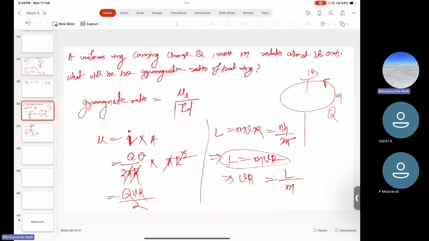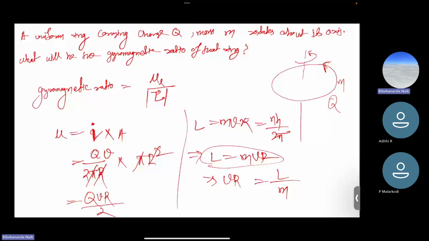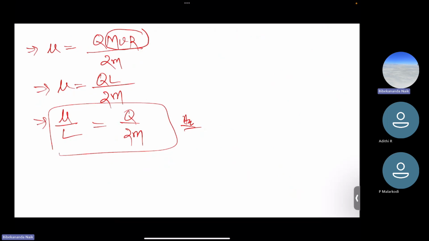Yes, so this is the previous slide. Don't get confused with the unknowns. The question is pretty much similar to the previous question, but in the previous question we had the values of n, h, and 2 pi. We had the value of n, so we put that value. But here we don't need to put the value of nh by 2 pi because we need to find the ratio of mu L and L. So in place of L, we simply put mvr. If you put L equals mvr, you will get vr equal to L by m. Then from L by m, we get mu by L is Q by 2m. I hope this is clear to everyone. Yes, sir.